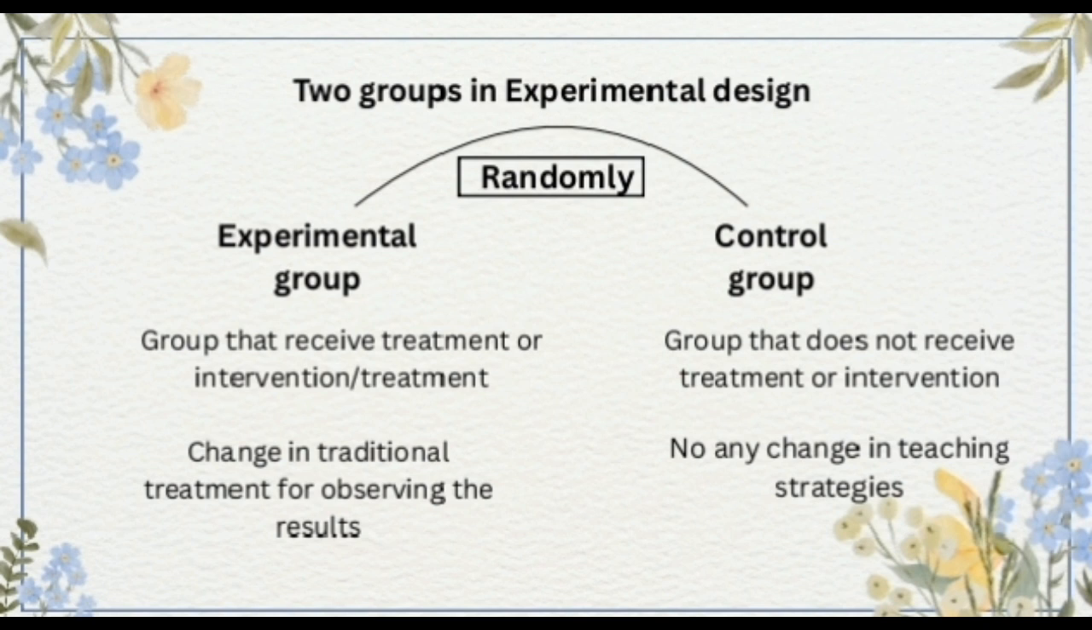So in the control group there is no change in teaching strategies or anything, because we want to check the effectiveness of the intervention on the experimental group. That's why in the control group we will not change anything, so we can compare both of them and see the improvements that occur in the experimental group, or that they cannot occur as well. It depends on our intervention, how successful our intervention is. So let's see an example, then it will be more clear to all of you.